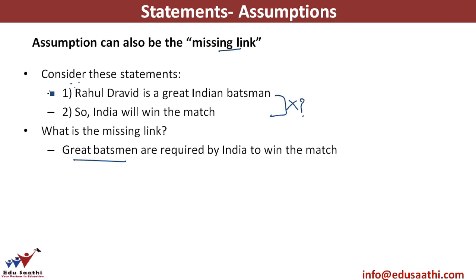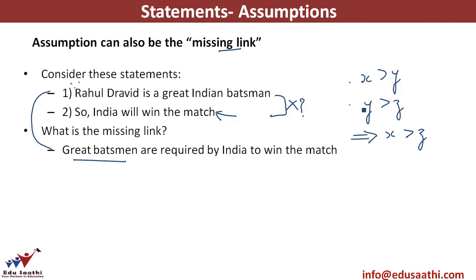So combine the first statement with the second statement. Rahul Dravid is a great Indian batsman, and great batsmen are required by India to win the match. So what can I say? I can conclude India will win the match. So this was the missing link that was required to give this statement the authenticity. It could be, if x is greater than y, and y is greater than z, statement A, statement B, then I know for sure that x will be greater than z.